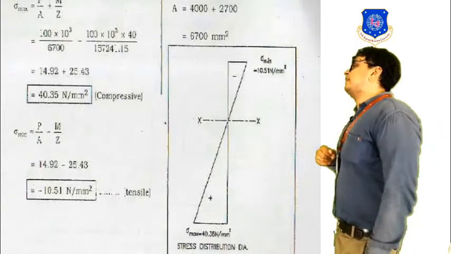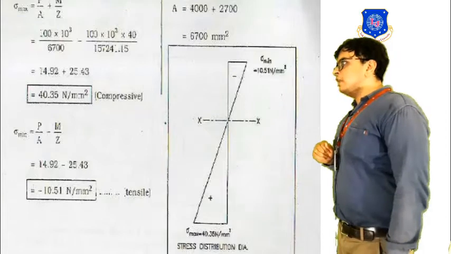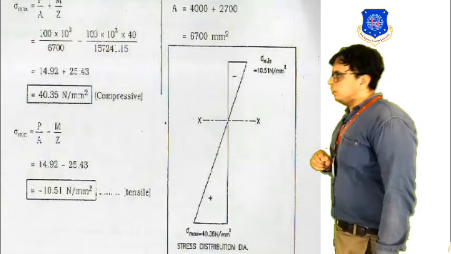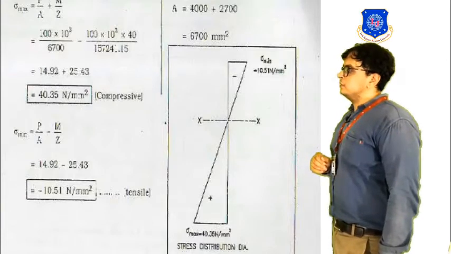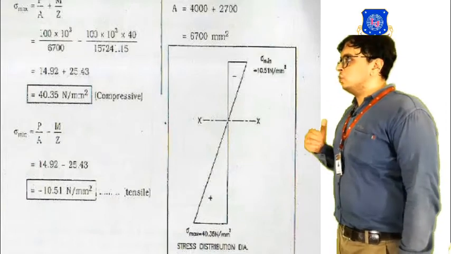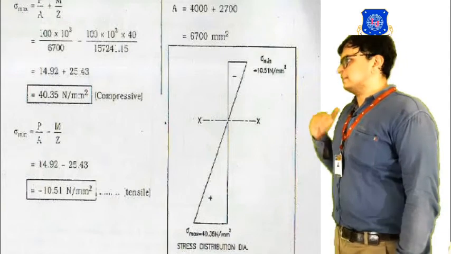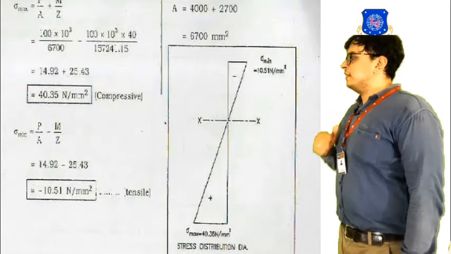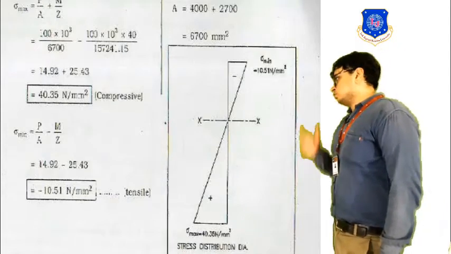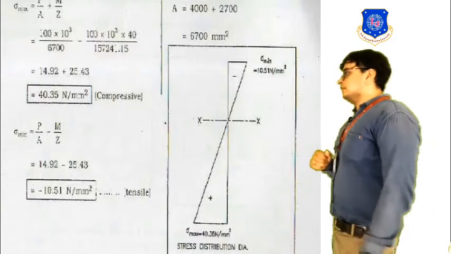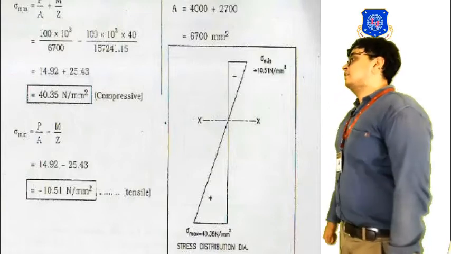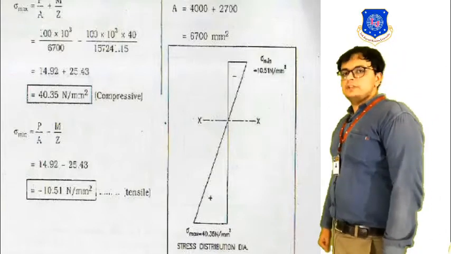Now it's time for our bending stress. So the bending stress formula will be equal to moment by section modulus. The moment that we are getting over here because of the loading acting with an eccentricity of 40 mm will be equal to load into the lever arm, the distance. The load here is 100 into 10 raised to 3 Newton and the eccentricity is 40 mm. So 100 into 10 raised to 3 into 40. So we are getting the moment of 4 into 10 raised to 6 Newton millimeter.